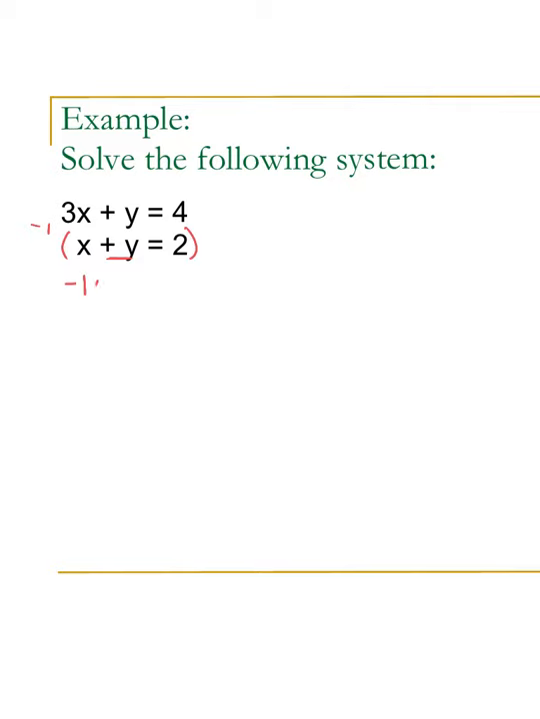So this now becomes negative 1x minus 1y equals negative 2. I'm going to put a gentle line through that. I don't want to scribble it out that I can't see it. So now if I add the top with the bottom line, 3x minus 1x is 2x. Y plus negative y is nothing. And 4 plus negative 2 is 2. If I solve this by dividing by 2, I get x equals 1. That's part of my answer.